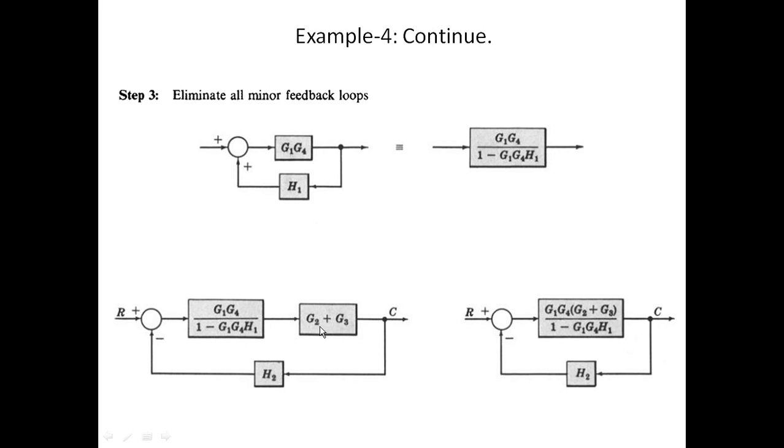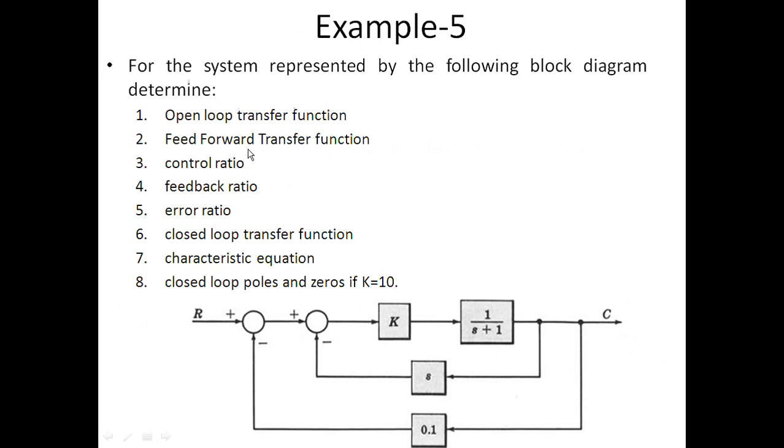So these two blocks are in cascade, so just multiply. This is the standard canonical form representation. Now we can assume this is G(s) and this is H(s). Then we can easily find all these parameters.